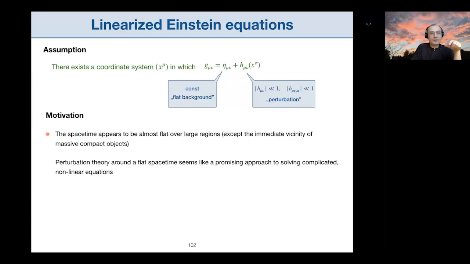The motivation for this is very simple. The spacetime appears to be pretty much flat over very large regions. When you look at our galaxy, or in fact the whole local group near our galaxy, the space-time there appears to be almost flat over these huge regions. It's very far from flat only in very special places, in the immediate vicinity of massive compact objects such as black holes, neutron stars, supermassive black holes in the centers of galaxies. But these are relatively small, well-defined regions. Everywhere else, the metric is almost flat, which means that this approximation is likely to work very well.